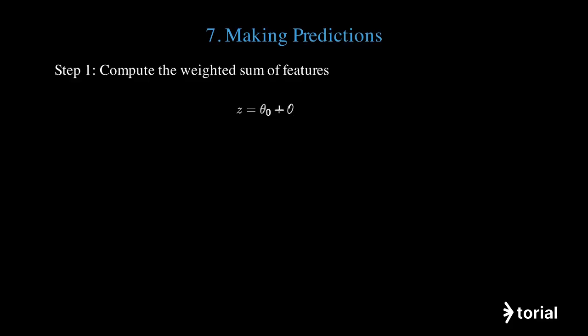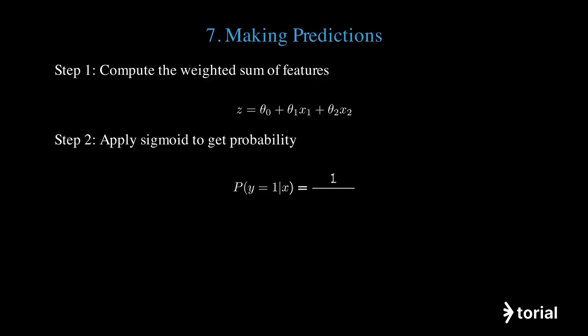Once trained, we use our model to make predictions on new data. First, we compute the weighted sum of input features using our learned parameters. For example, z equals theta 0 plus theta 1 times x1 plus theta 2 times x2. Next, we apply the sigmoid function to convert this into a probability.